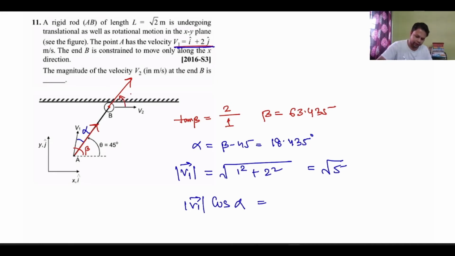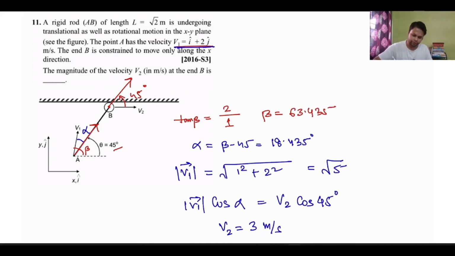So what is this angle? This angle is 45 degree. This is given, so I hope this need not be explained. Now this should be equal to V2 cos of 45. Substitute the values of alpha, the magnitude of V1, and the value of cos 45, and you'll get the answer. We need to find V2. V2 is equal to 3 meter per second. So this is the answer.